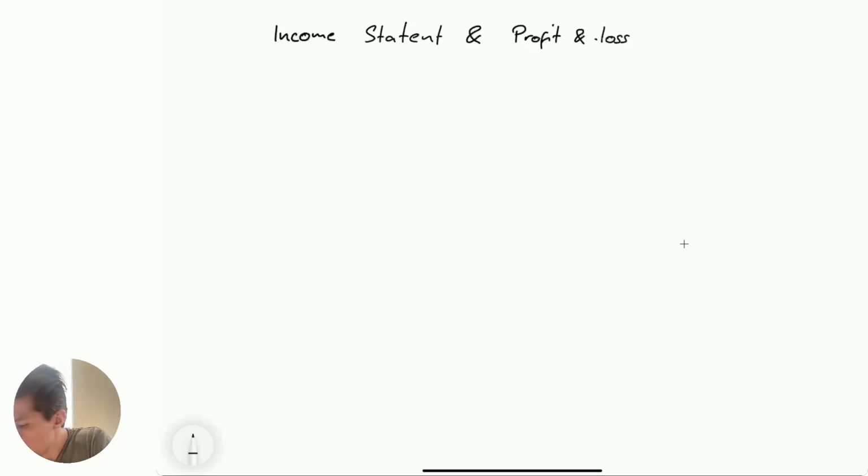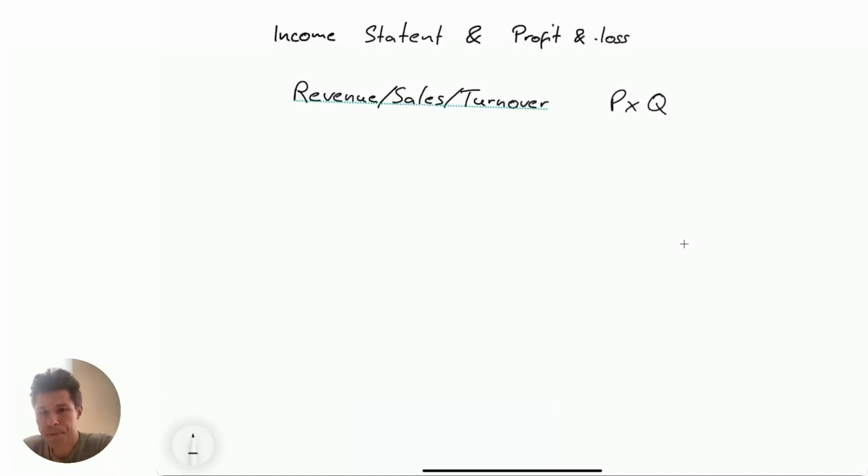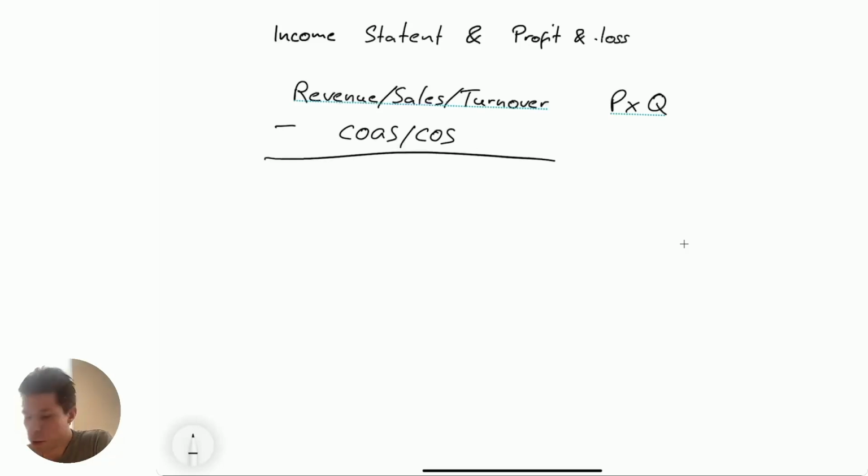And what we do is we start with revenue, sometimes sales or even turnover, especially in the UK: revenue, sales, turnover. When we talk about a product, it's price times quantity. That's what you generate. Then you deduct cost of goods sold or cost of sales, and then what you have is your gross margin or gross profit.